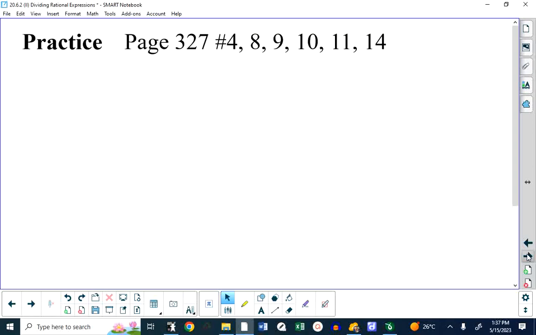Factor, non-permissible values, which are numerators of what you're dividing by and denominators of anything. Flip and cancel. So if anything, this is a real workout for factoring and your factoring skills. So get to work on that, please.